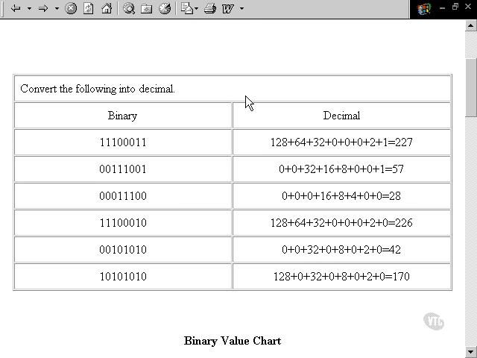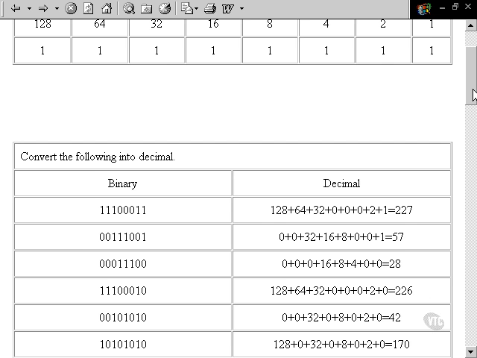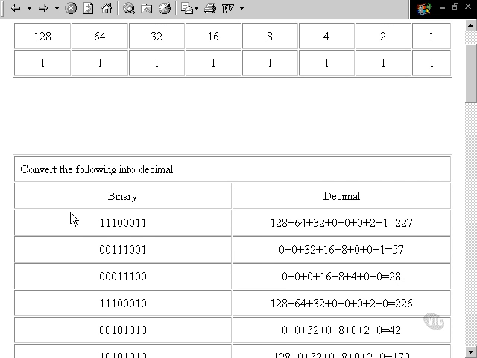Let's take a look at our binary to decimal conversions. Here's our first binary number, 111000011. What we need to do is to use our chart here and say the first item, 1, is equivalent to 128. So I'll take 128, put it over here, plus this next item here is a 1. That means 64, so I bring the 64 over, plus the third item here is 32.